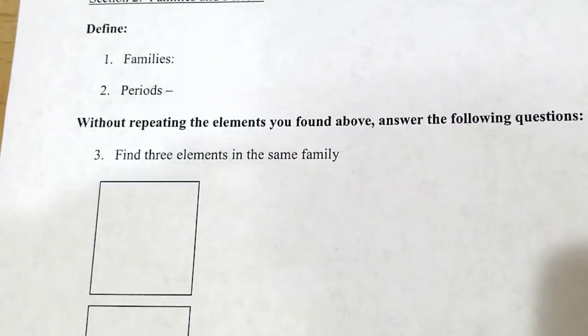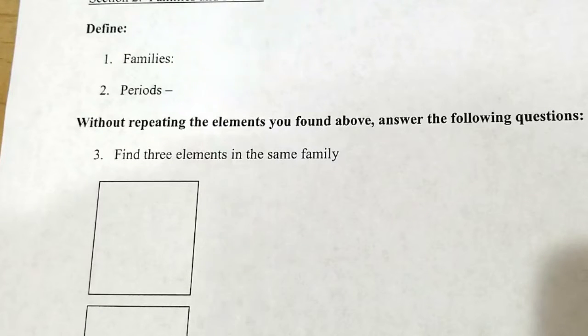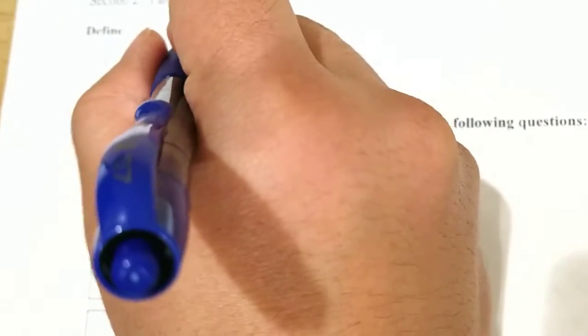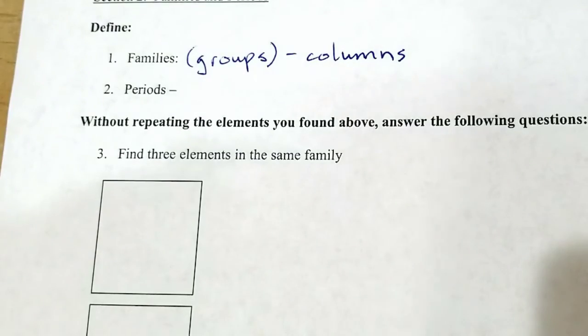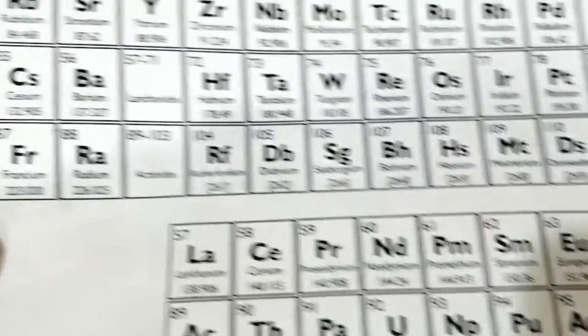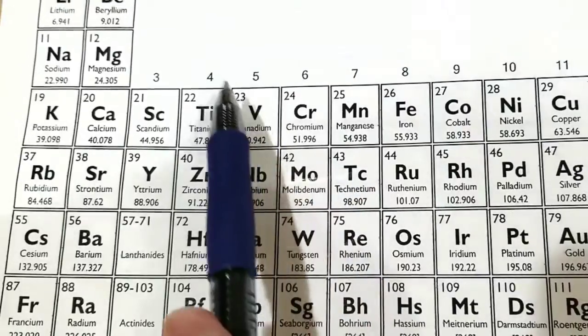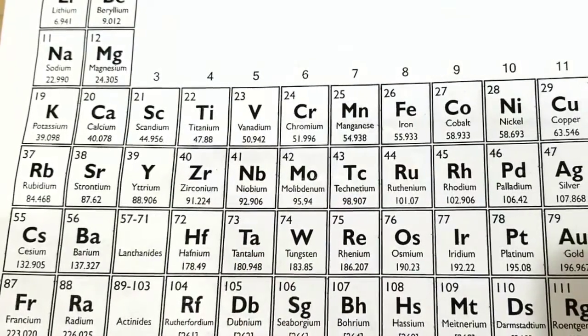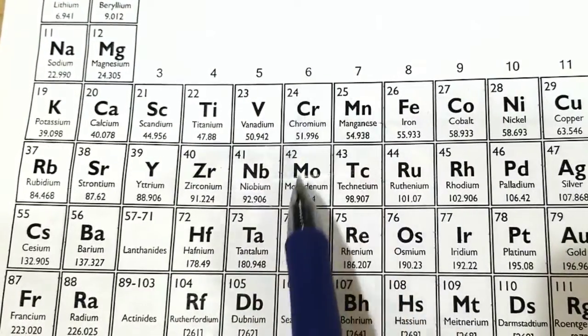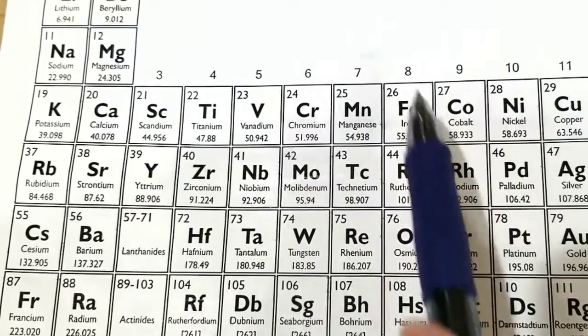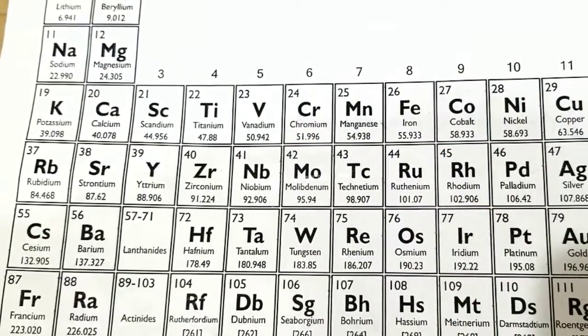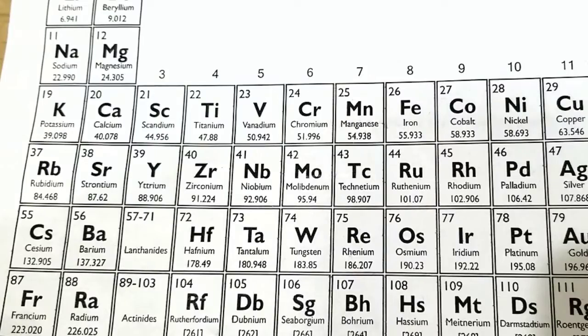All right, let's move on to page 3, section 2, families and periods. Define families and periods. Families are also known as groups, and they are the columns on the periodic table. So like this column going down, that's one family or group. This is another column, this is another column. So those are all families and groups. When you talk about families and groups, you're basically talking about the columns of the periodic table.